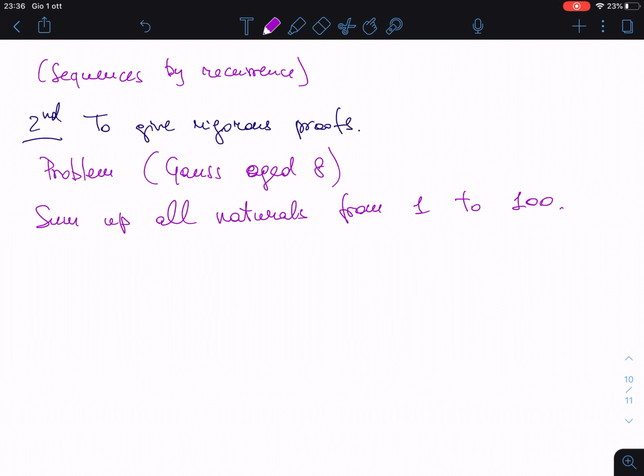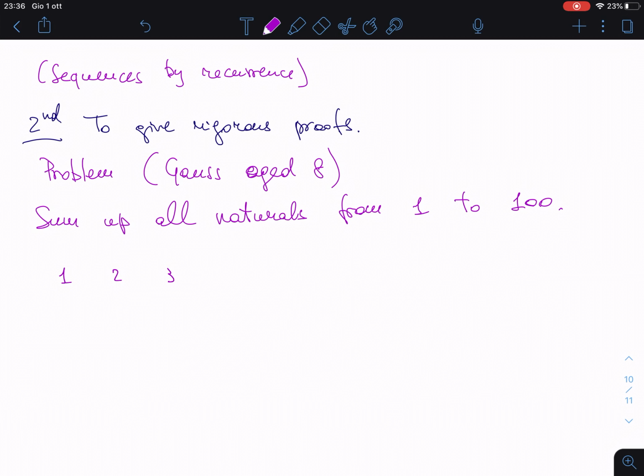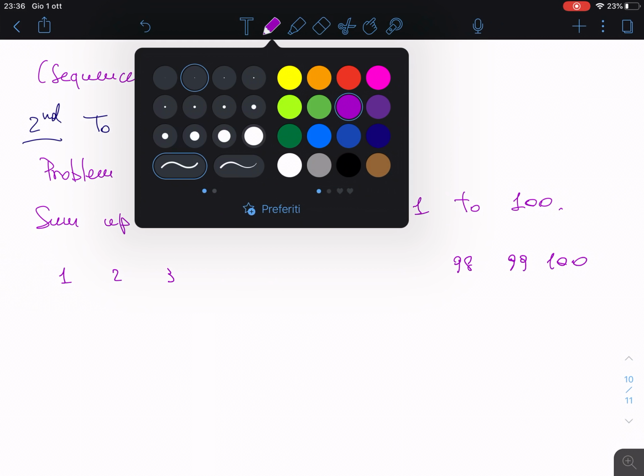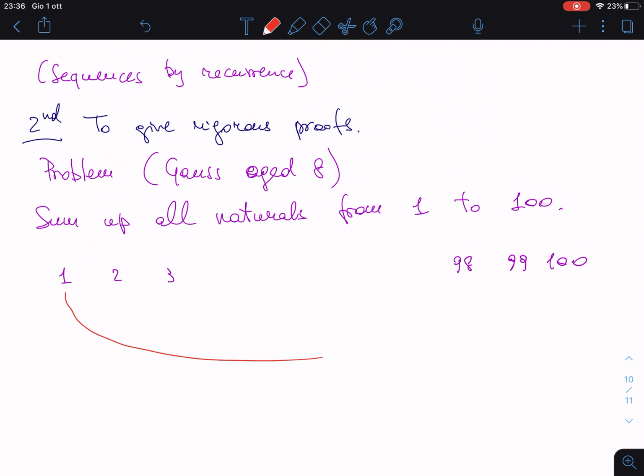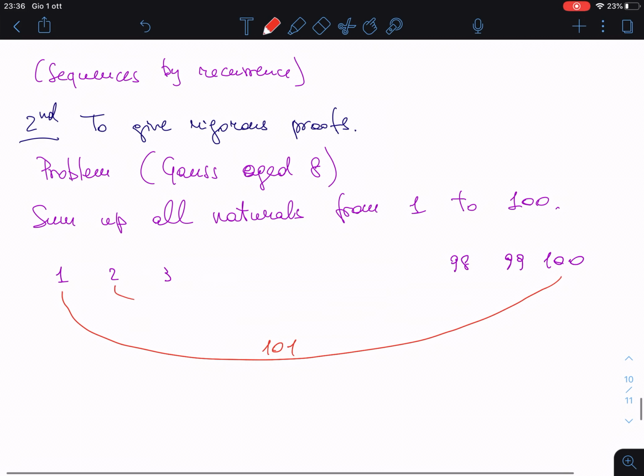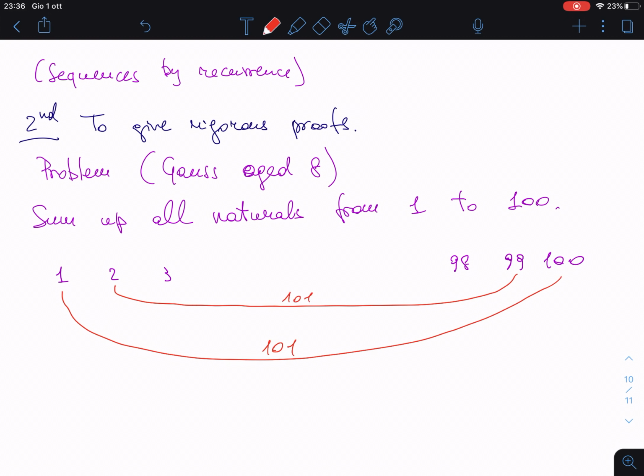And this is how Gauss made it. 1, 2, 3, so consider all numbers up to 100. What Gauss noticed was that if you consider the first number of the list, 1, and the last one, 100, you obtain 101. If you consider the second and the second last, 2 and 99, you sum up, then you obtain 101. The third and the third last, 101.